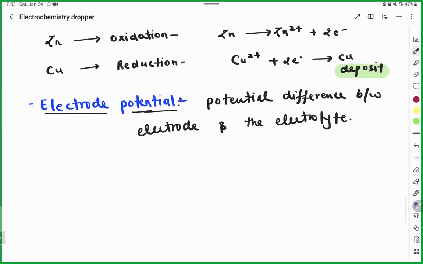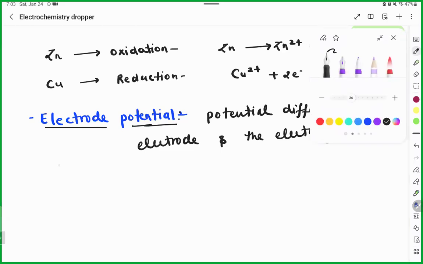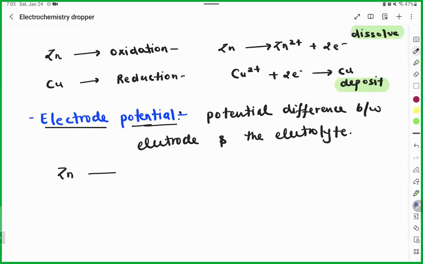The answer is that it is between the element and its own electrolyte. It means it is the potential difference between the zinc and the zinc 2 positive ion.